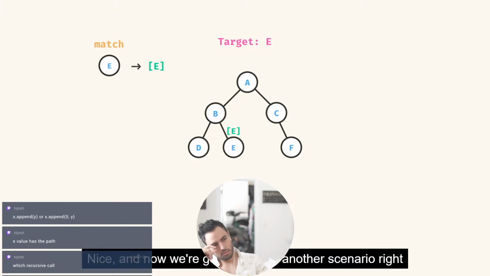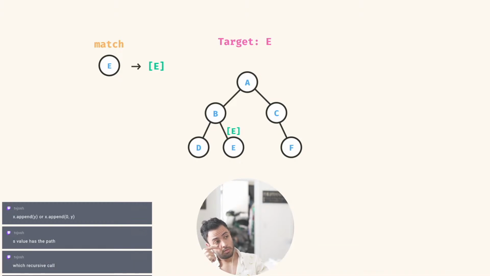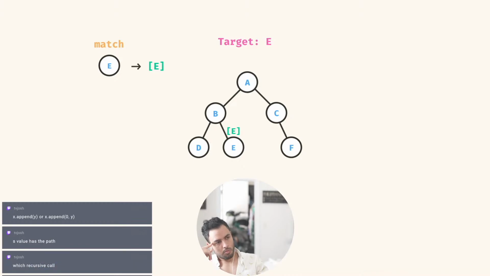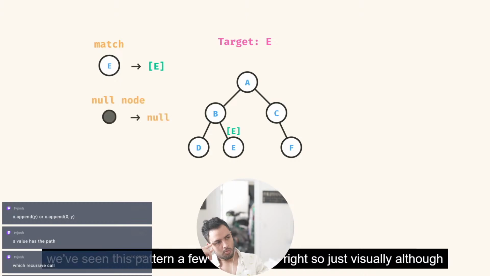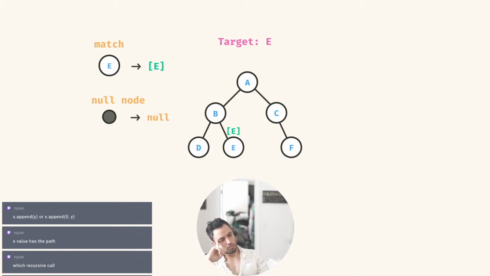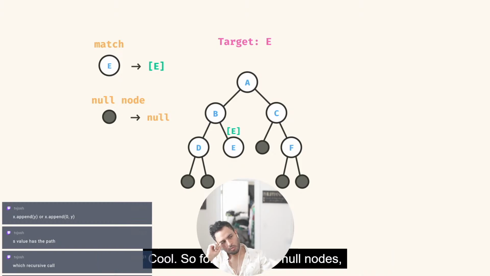Nice. And now we're going to need another scenario, right? That matching base case kind of sounds like the affirmative, meaning we did find the thing we're looking for. But what about the opposite scenario? What if we don't find what we're looking for? Well, we know we basically hit a dead end in our tree, and there are going to be many dead ends, but we hit a dead end in the tree whenever we call upon a null node, right? And we've seen this pattern a few times before. So just visually, although it's not going to be something special we have to account for, at least in our drawing, I'm going to explicitly draw what our null pointers would be. And they would look like this, right? Notice that I'm not going to actually draw any null pointers from the E node because I just said that it's its own base case, and it's going to return an array of E. Cool. So for all of these null nodes, they should return null.